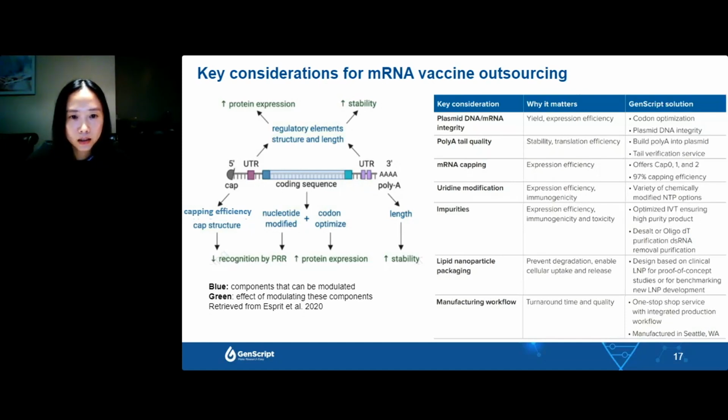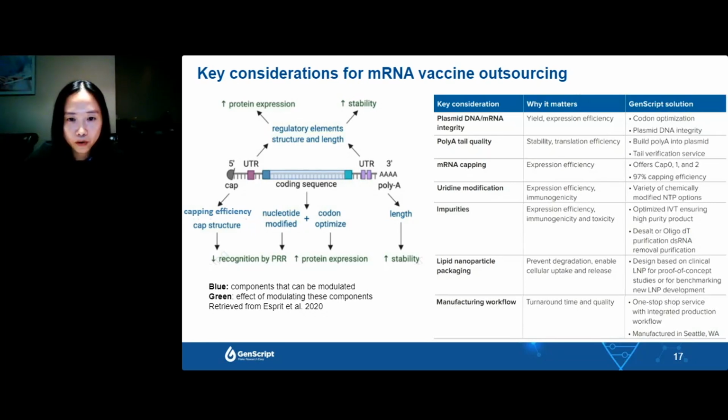Next one is the lipid nanoparticle packing. This lipid packing is to prevent the degradation and also enable the cellular uptake and release.